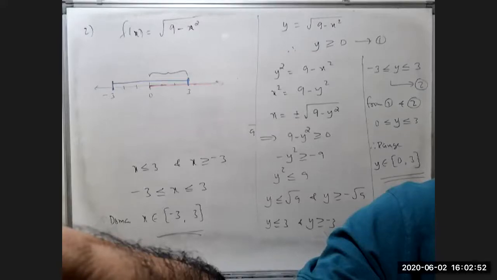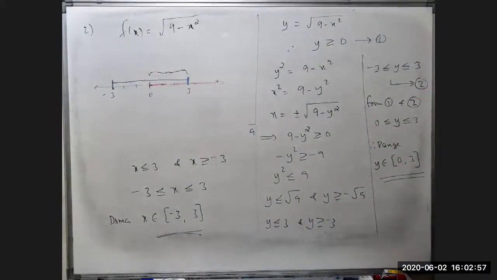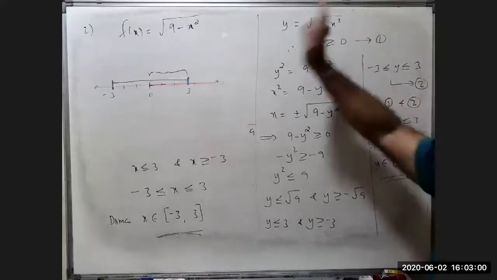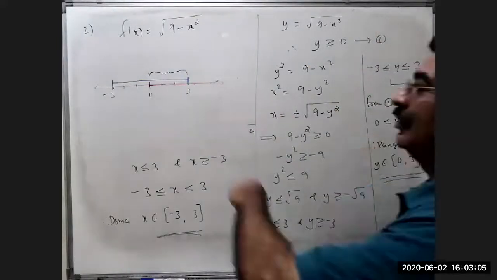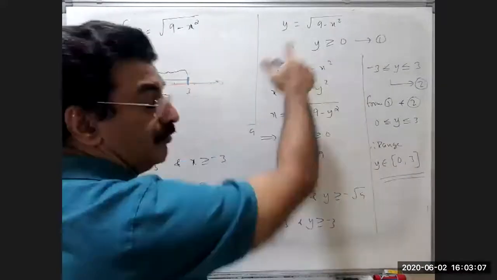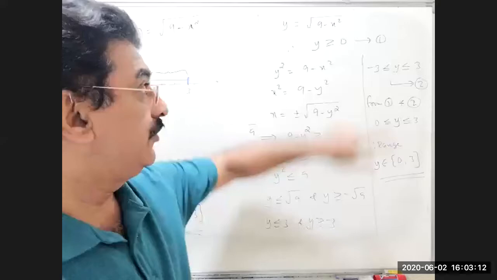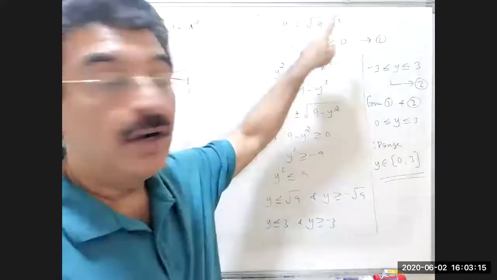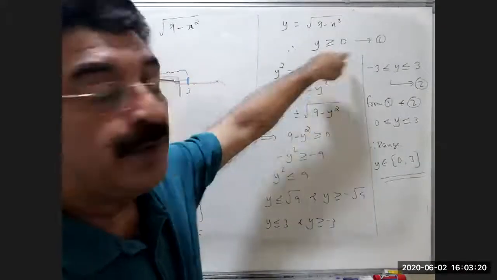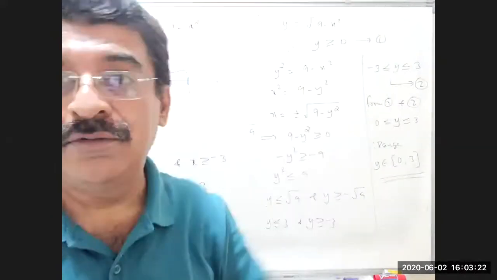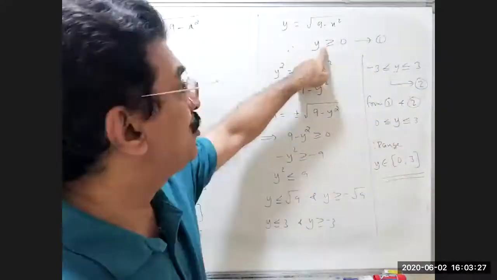Is the first case a subset of the second case? No, the first case is not a subset of the second case. Then why did someone write the first one is a subset of the second one? No. The reason: to be a subset, all the elements in this one should be elements in this. y greater than or equal to 0 includes the number 5. Number 5 is greater than or equal to 0, but 5 is not coming here. So the first one is not a subset of this one.